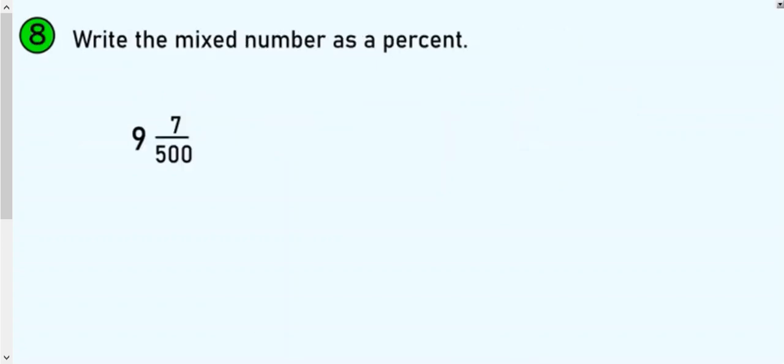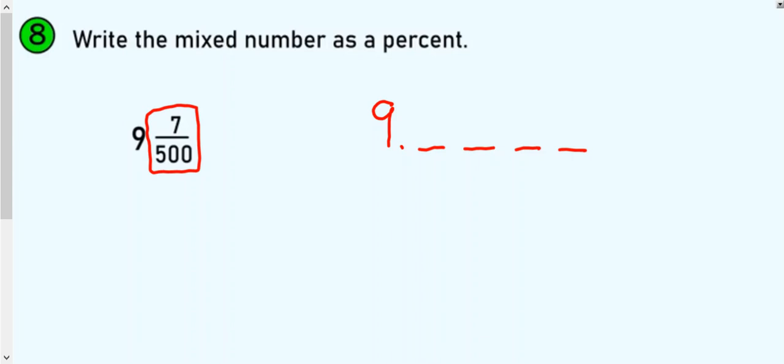Alright, in our last one here, we have 9 and 7/500ths. We're trying to write this mixed number as a percent. Okay, so the first thing we're going to do is say, I know that this 9 is a whole number, and that's in the ones place. So I'm going to go ahead and write my answer over here, 9 point, and then I'm going to put some empty spots here because I'm not sure what my decimal will be. But the fraction part says 7/500ths.